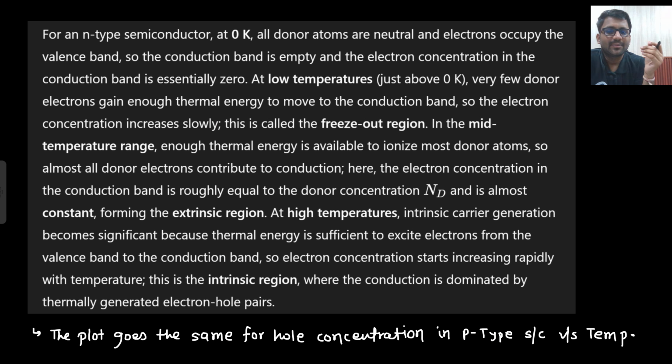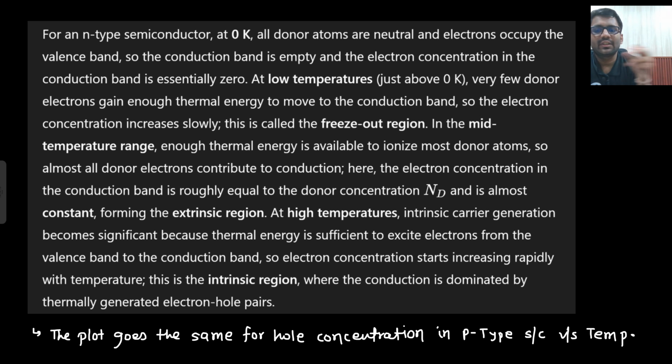Let's read it. N-type semiconductor, 0 Kelvin: all donor atoms are neutral and electrons will occupy the valence band. So the conduction band is completely empty and the electron concentration in the conduction band is essentially 0. At low temperature, above 0 Kelvin, a very few electrons gain enough thermal energy to move to the conduction band. So electron concentration increases slowly. This is called the freeze out region. In the mid temperature range, thermal energy is available to ionize most of the donor atoms, so almost all the donor atoms will contribute to the conduction.